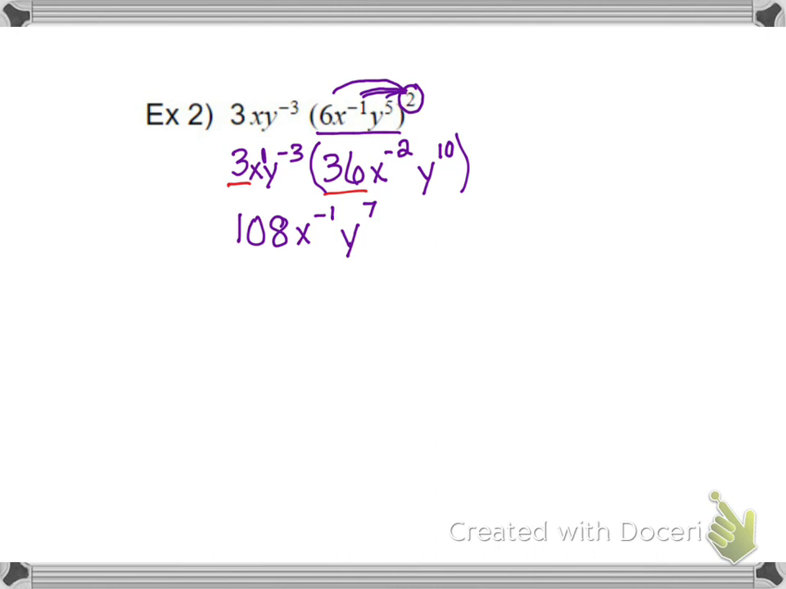Your last step is to make sure that your answer is simplified. You can't have negative exponents in your answer. So remember, when you have a negative exponent, you're going to flip it. So in this case, that's going to go to the bottom. 108y to the 7th stays on the top, and x goes to the bottom. So that is my final answer.